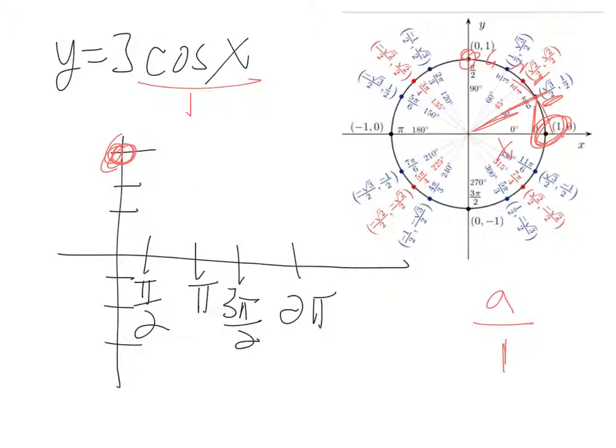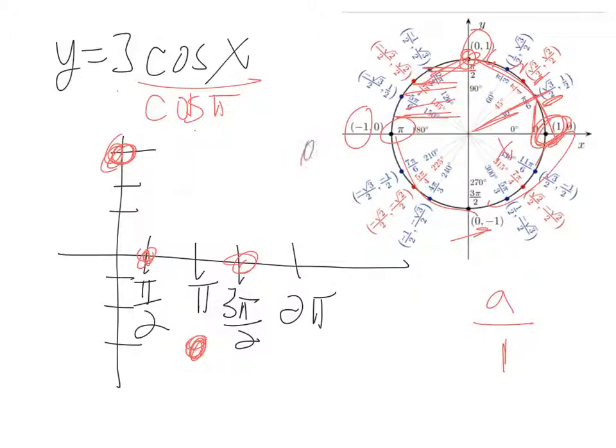Then I get to pi over 2. I'm seeing the x value is 0. 3 times 0 is 0. Then I'm down here, same thing. The x's are negative, so I know I'm going to have negative values on the y-axis. Then I come to pi. The x coordinate is negative 1. The cosine of pi is negative 1. 3 times negative 1 is negative 3. Then I'm back to 0. I'm back to 1. And there's one cycle of this graph.